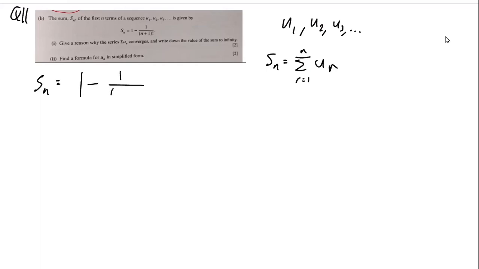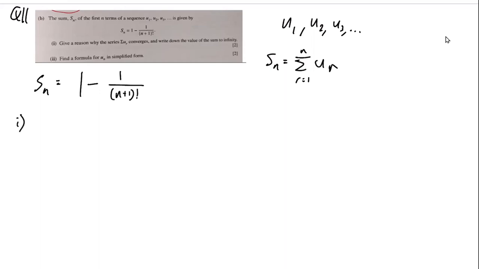Okay, next question 11b. This is totally unrelated to part A. They give a sequence U1, U2, U3, and so on all the way to infinity. The summation of the terms, the sum of UR from R equals 1 to n, they call this Sn and they gave us a formula for it. It's 1 minus 1 over (n plus 1) factorial.